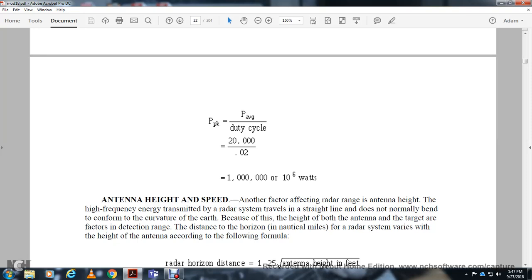Antenna height and speed. Another effect on the radar reading is the antenna height. The radio frequency energy transmitted by the radar system travels in a straight line that does not normally bend. Because of the curve of the earth, the height of the antenna and target affect the detection range. The horizontal distance in nautical miles of the radar system varies with the height of the antenna according to the following formula.